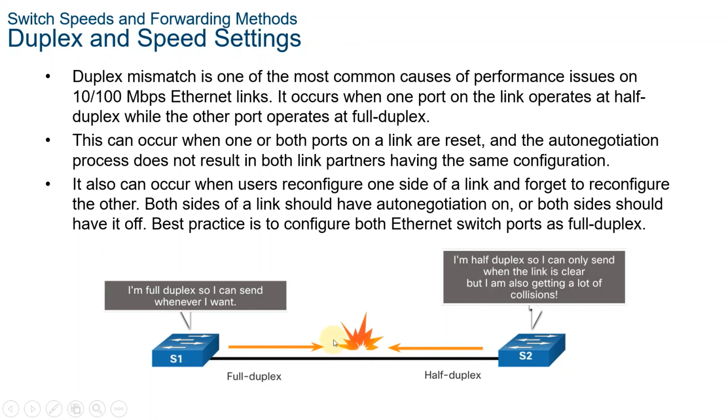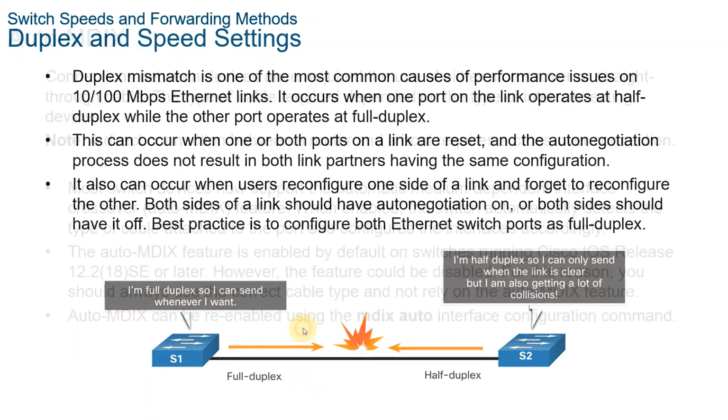Duplex mismatch occurs when one or both ports on a link are reset, and the auto negotiation process does not result in both link partners having the same configuration. It can also occur when the user reconfigures one side of the link and forgets to reconfigure the other. Both sides of the link should have auto negotiation on, or both sides should have it off. Best practice is to configure both Ethernet switch ports as full duplex.